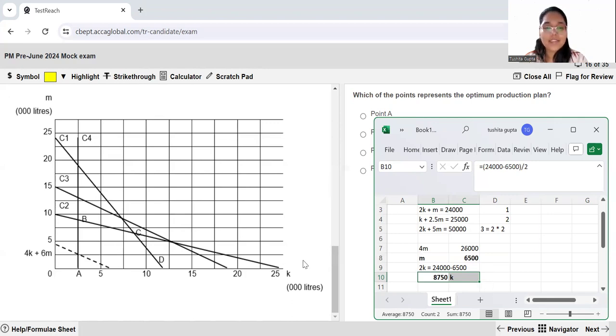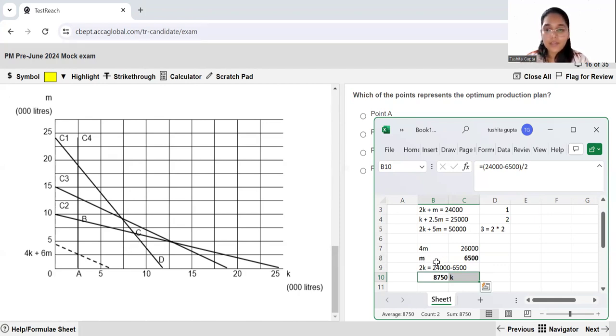So firstly, M is on this axis and I want M to be 6,500. So somewhere between this figure, point C, although it seems very close to 6,500, this would be way more than 7.5 or 8. So point B cannot be your answer, A cannot be your answer. It's C or D. C looks the closest one.